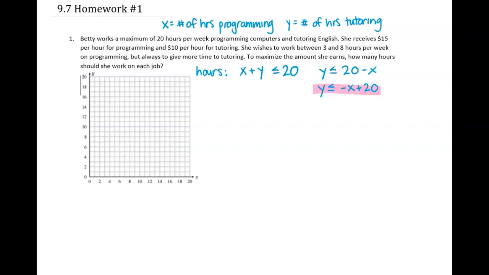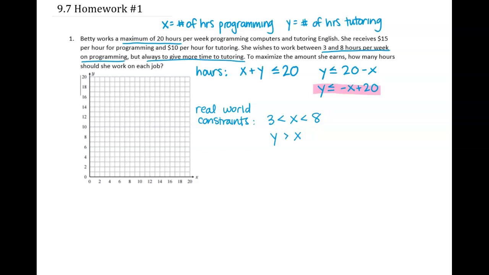Okay, now let's look at our real-world constraints. So we've dealt with the maximum of 20 hours. We'll deal with the profit later. She wishes to work between 3 and 8 hours each week on programming. Programming is x, so x has to be between 3 and 8, or 3 is less than x is less than 8. She always wants to give more time to tutoring, meaning that tutoring, which is y, will always be greater than x.